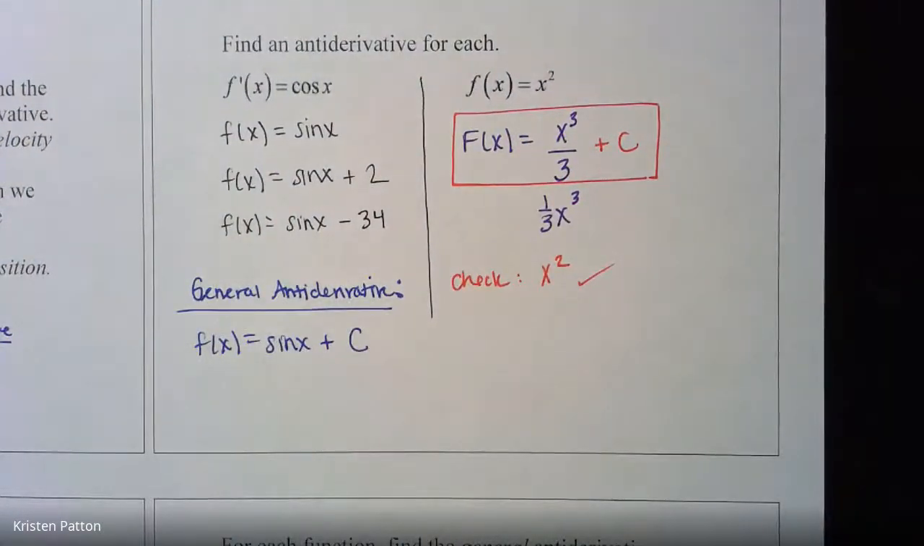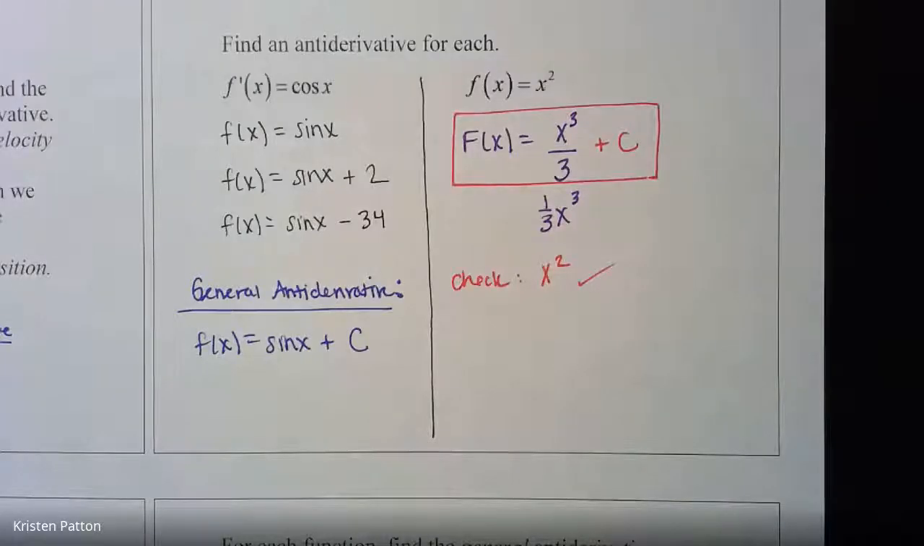So Grace said x to the third over 3. Grace, you mind if I ask how you came up with that? What was your thought process? I knew that because of when you take the derivative, you subtract 1 from the exponent, so I added 1. Okay. And then I had to think about how to divide that to get 1, so I did the 1/3.